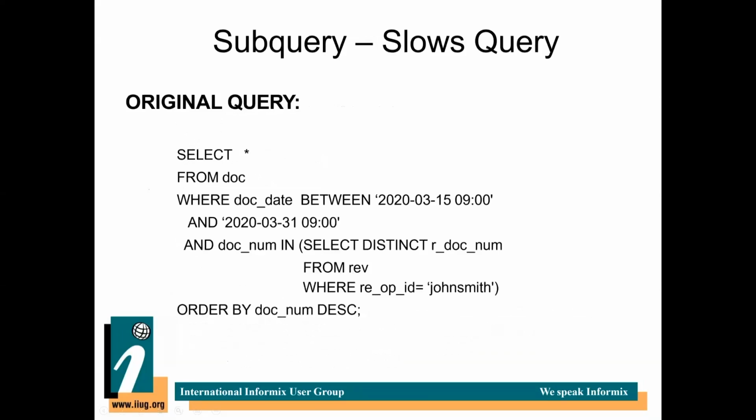Subqueries that cause queries to run slow. I've seen this in many client sites I've been at. It's easy to write the query without thinking about how it actually would be joined. So for example, here's a query where we're selecting from a table with a between on the date fields, and then you're looking to see if a document number exists in another table.